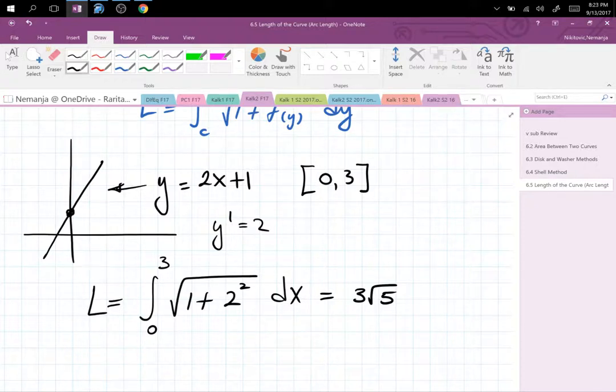The next example, yeah, this book is amazing. They go linear problem, linear problem, linear problem, and then exponentials. There's no middle ground, right?